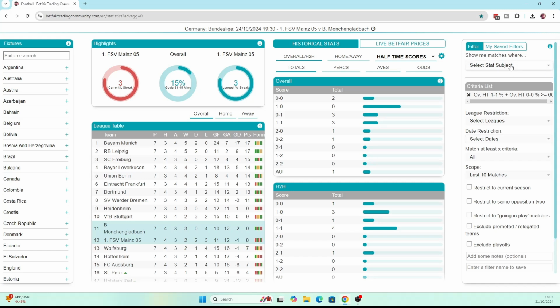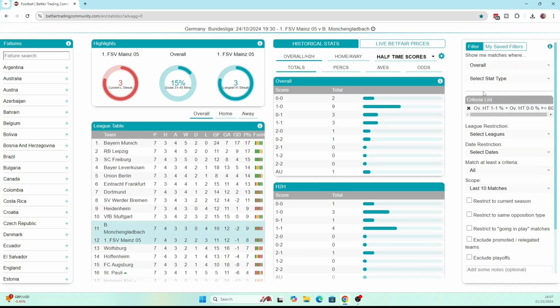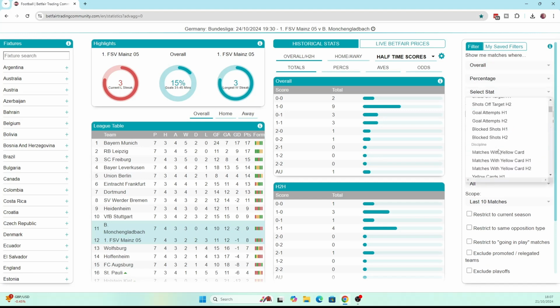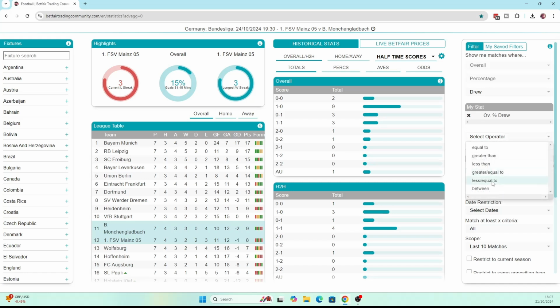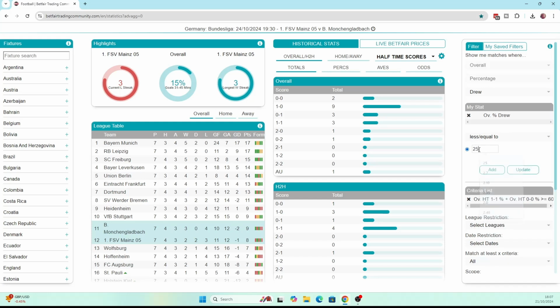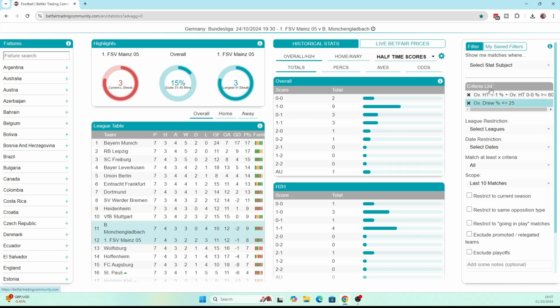So the second criteria I'm going to go for, again, is overall, percentage again, and then we're going to just want drew. So let's see where it is here. Okay, so we're going to look for drew, which means the match was a draw at full time. And we're going to look for less than or equal to 25%. And what this means is that they don't draw more than a quarter of the time. And we will add this.